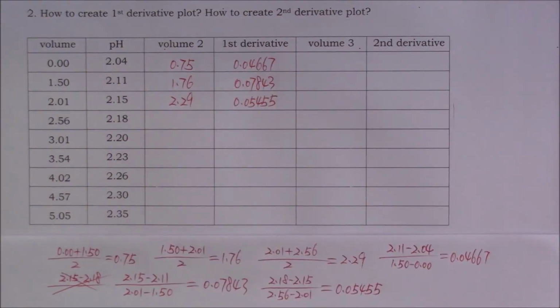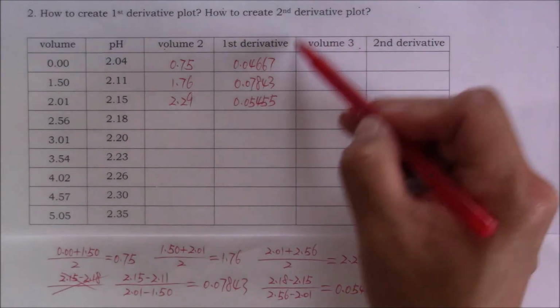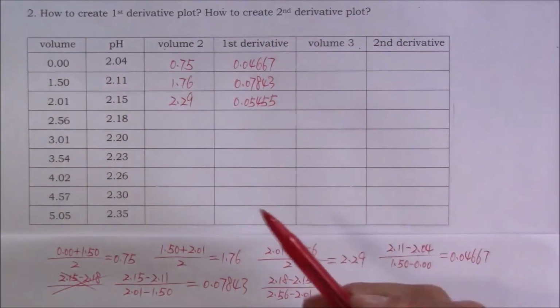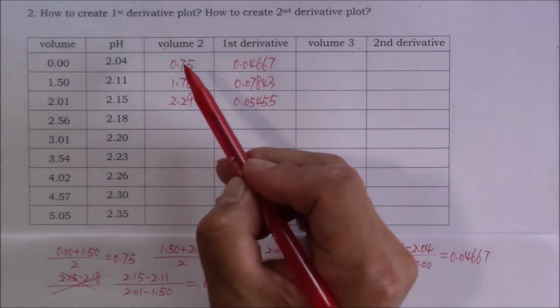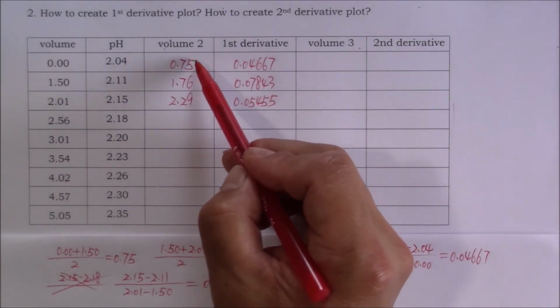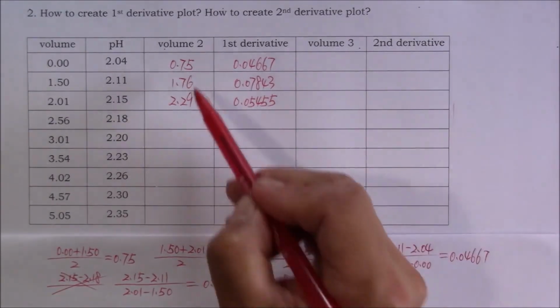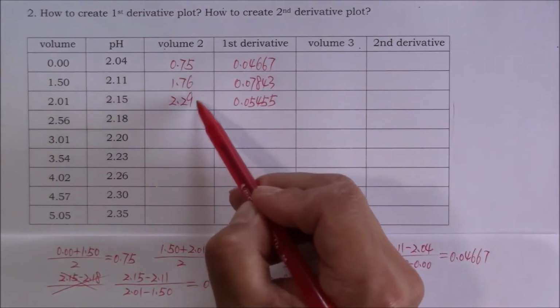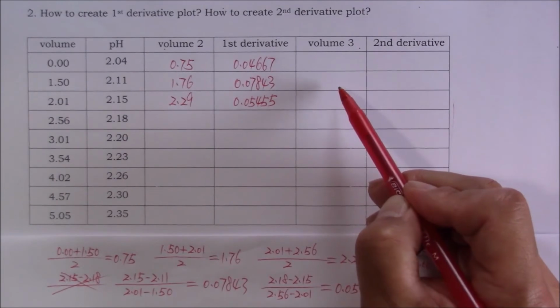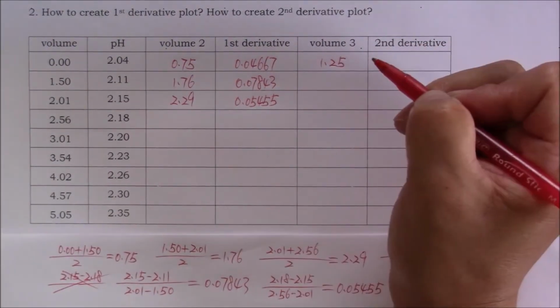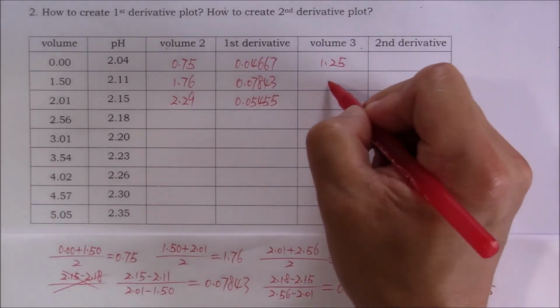Well, let's continue. I'm going to show you how to get volume 3 in this column. To calculate volume 3, we will take the average of the adjacent cells in volume 2. The average of these 2 will go here. The average of these 2 will go here. Let me show you the calculation. Let me show you another example.